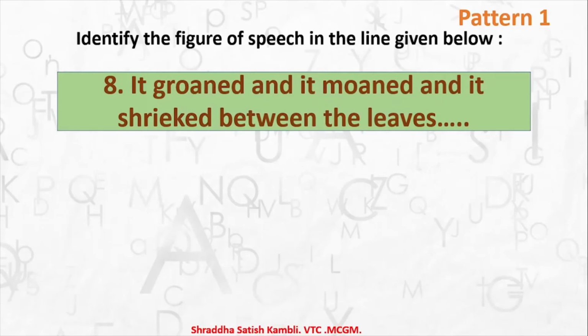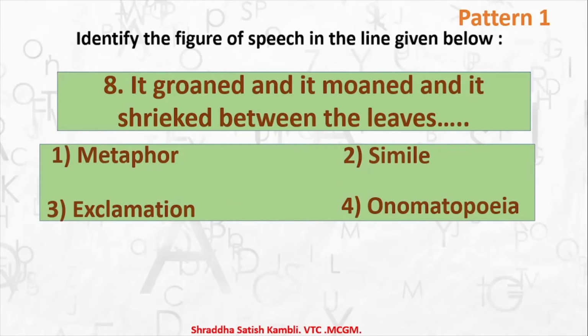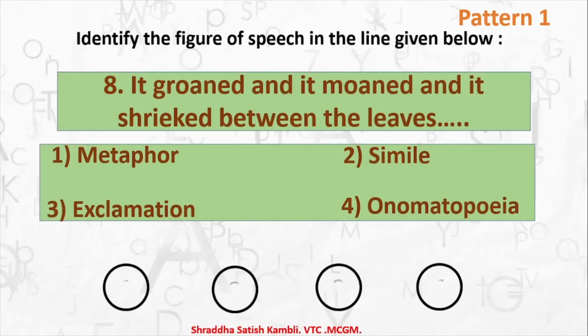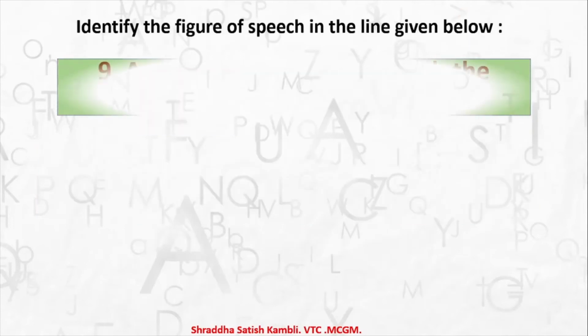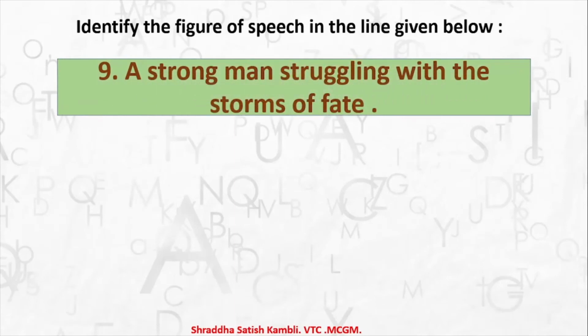It groaned and it moaned and it shrieked between the leaves. So there are some kind of sounds which are being produced here. The sound of groaning, the sound of moaning, the sound of shrieking. So it is an example of metaphor or simile or exclamation or onomatopoeia. What is it? It is an example of onomatopoeia. Why? Because the words groaned and moaned and shriek, they indicate sound. Okay, let us go on to question number 9. A strong man struggling with the storms of fate.